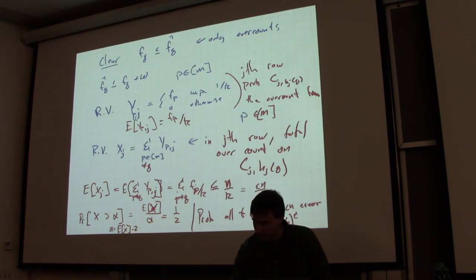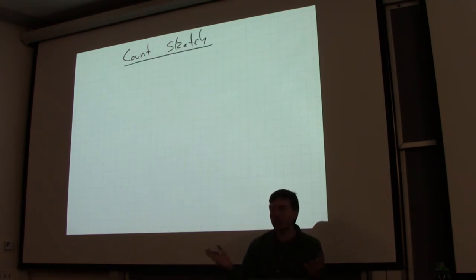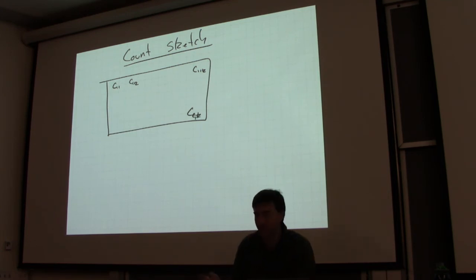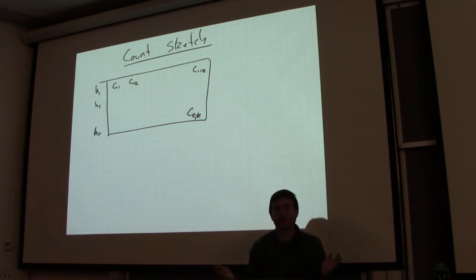Okay, let me quickly tell you about the count sketch, just for 5 minutes. The count sketch is going to be a slightly more tricky version that has slightly different bounds. It's going to again have this table of counters, C_11, C_12, C_1k, up to C_Tk. It's going to look the same way. And I'm also going to have these hash functions, H_1, H_2, up to H_T, and these are still going to be random hash functions.